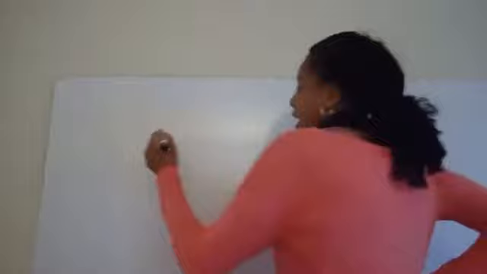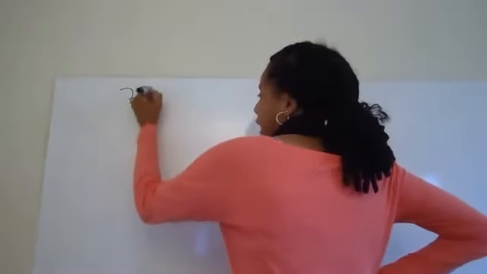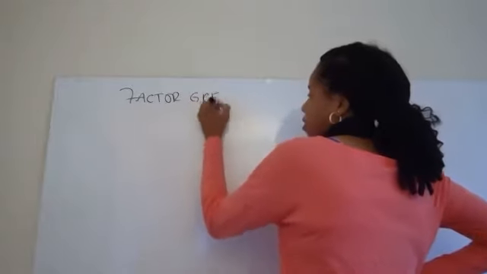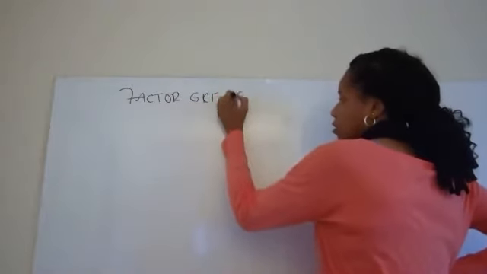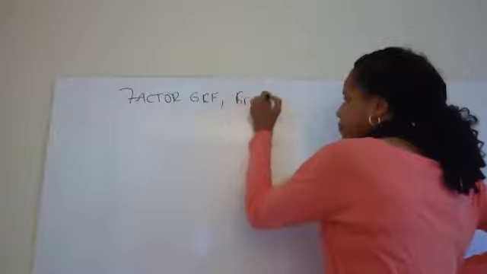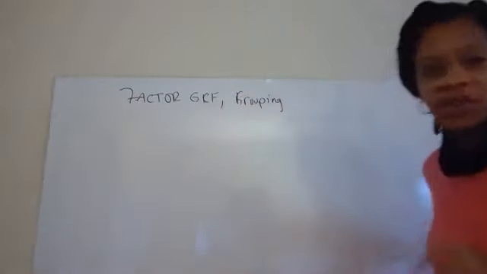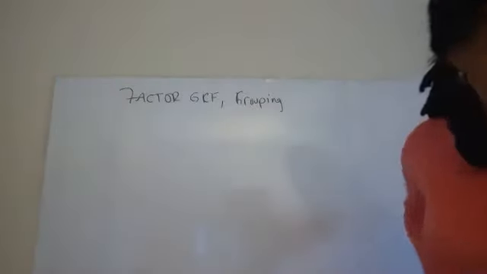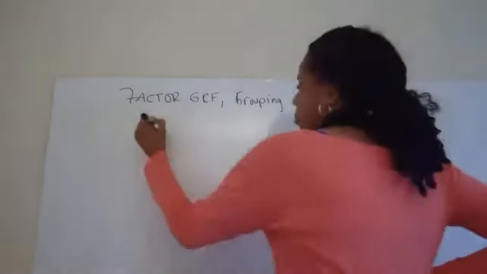All right, so when we're factoring, we begin with basically what? Factoring a GCF. And then we also do factoring by grouping. So you want to make sure that you understand those two concepts. So the greatest common factor is where we begin. So let's look at a problem.